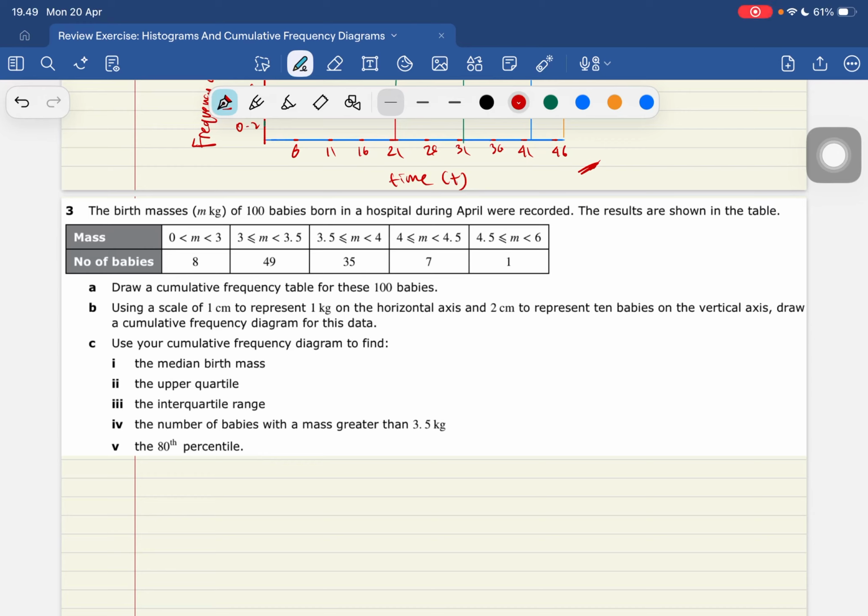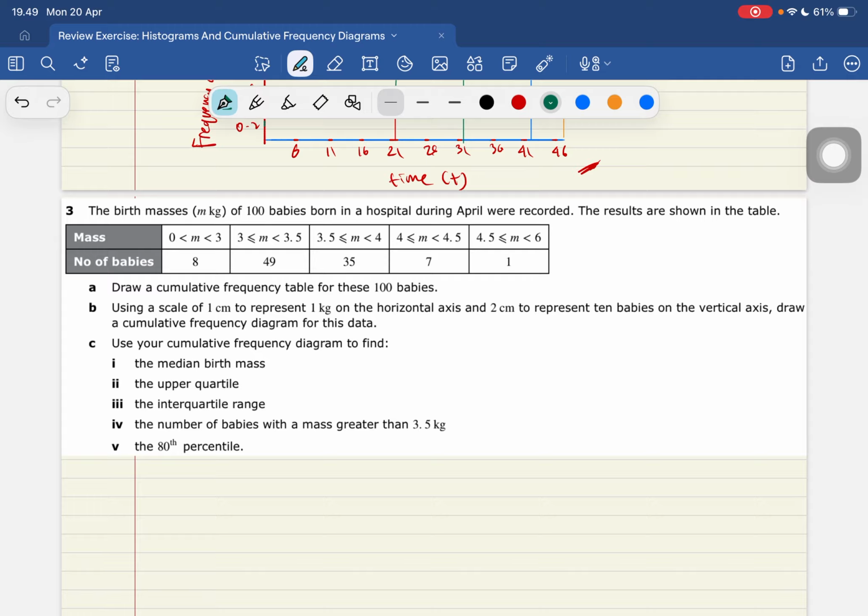Hi, in this video, we are going to review the exercise for histogram and then cumulative frequency diagram. So number 3, we need to draw the cumulative frequency table for those 100 babies. First is the number of the babies, so let us draw one more.